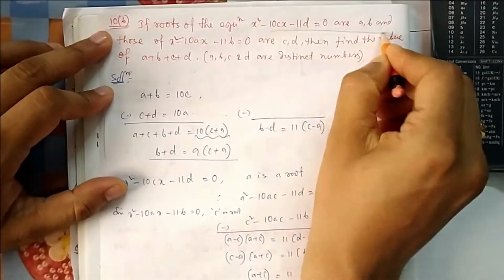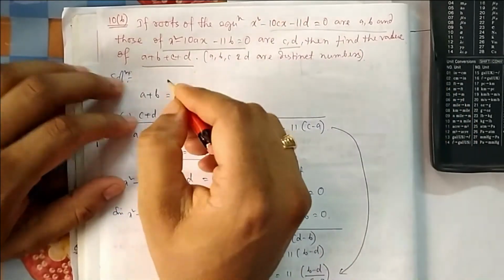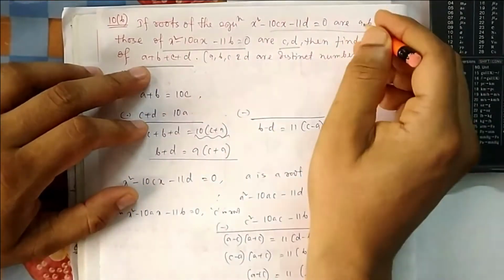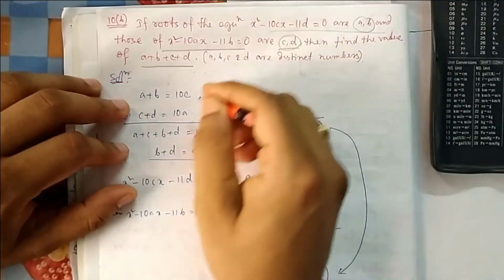The roots of these equations are A, B and those of these are C, D. Then find the value of A plus B plus C plus D. Now the first thing that will come to your mind: A plus B I have to find, C plus D I have to find. So that's what I am doing.